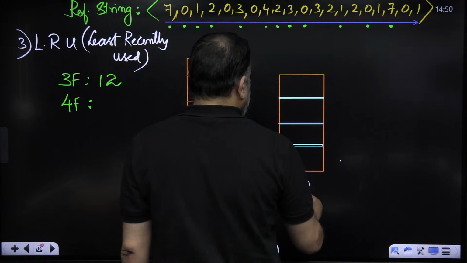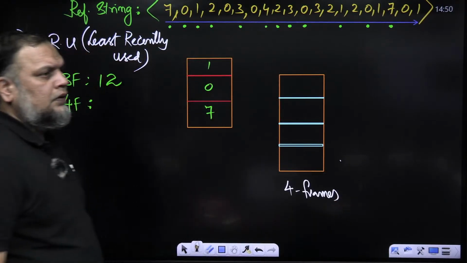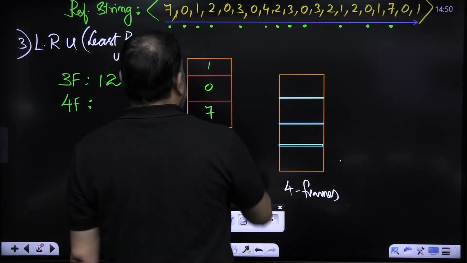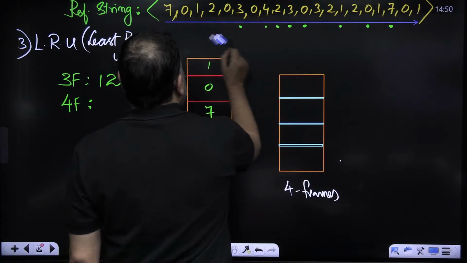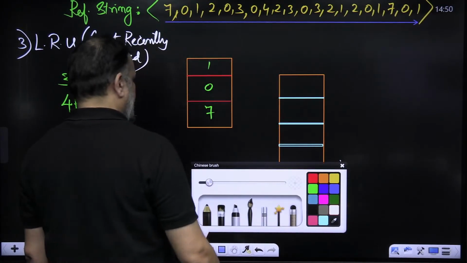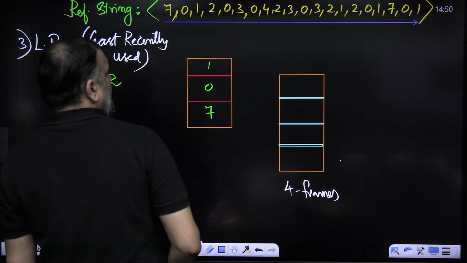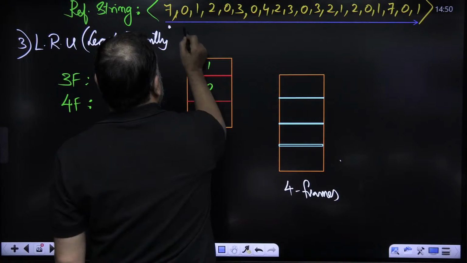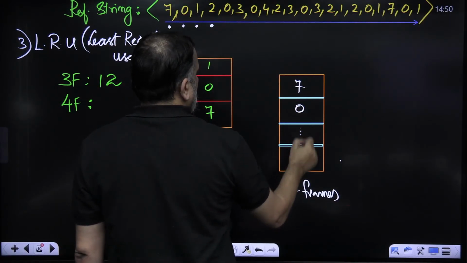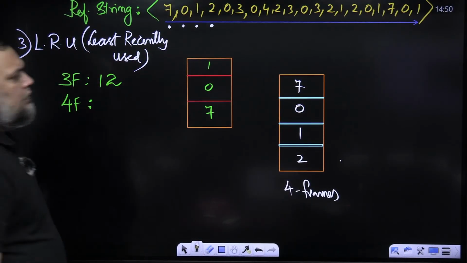Four frames. So those who have confusion, I'm doing it for 4 frames. Please have a look on the board. Check. Initially 7, 0, 1, 2: 4 page faults. Check on the board.